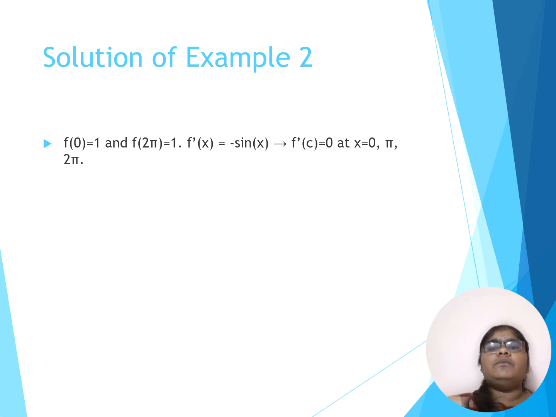Now f'(x) equals minus sin x. You know the derivative of cos x is minus sin x. Then f'(c) equals 0. So replace x as c, then minus sin c equals 0, sin c equals 0. At what values is sin 0? In the given interval only you take. So at x equal to 0, π and 2π, sin c is 0.